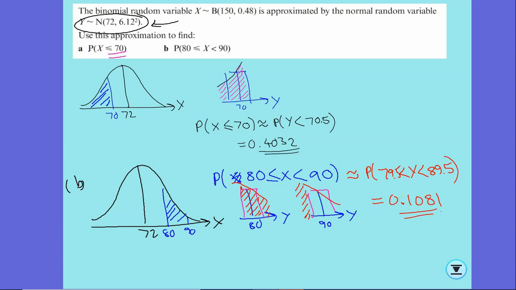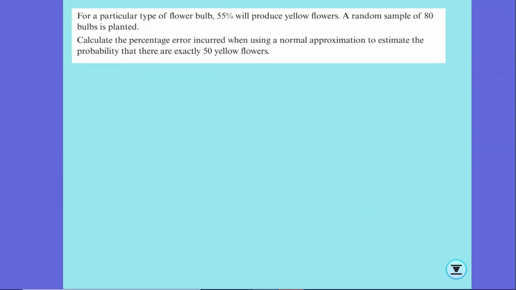I've got a few more. So I particularly like this question. This is far more realistic to the type of question you could expect to receive. So first of all, there's no mention of random variables, so we're going to have to define one.